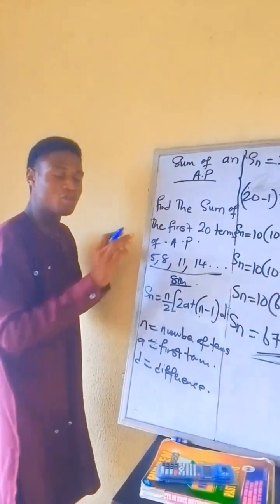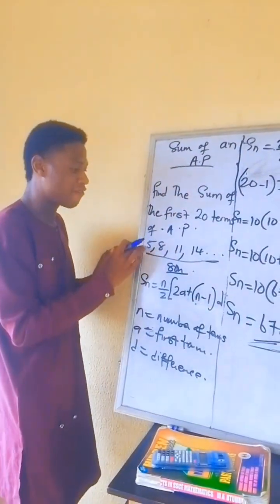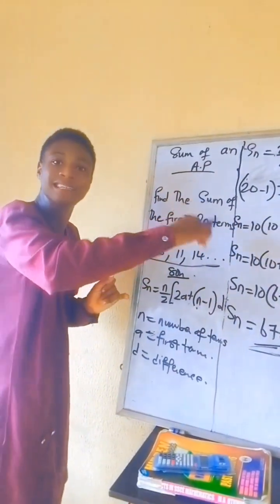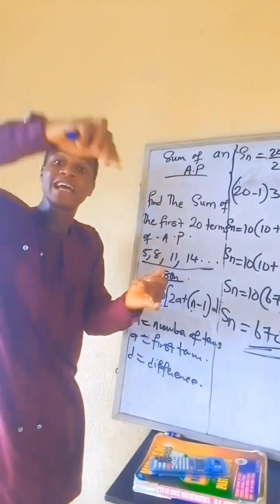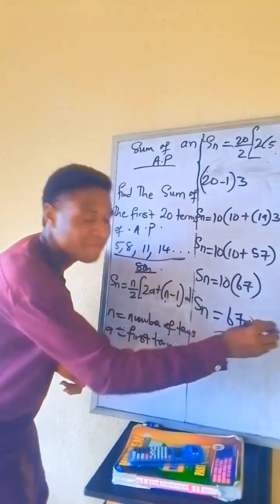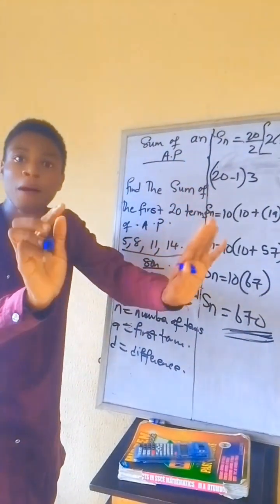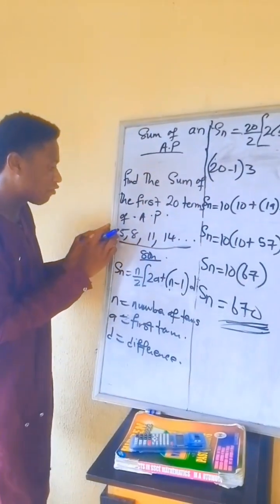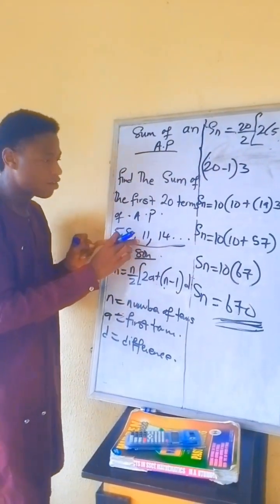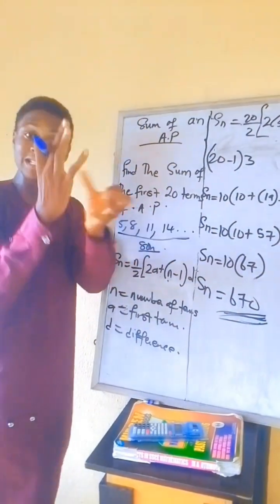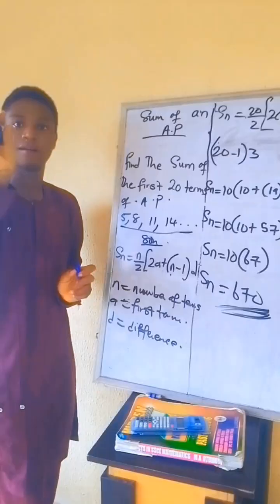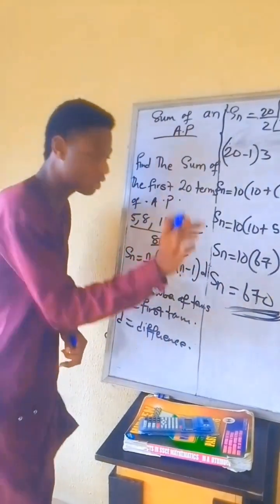That is just it. If you do it the other way, you just keep adding 3 to the numbers till you get to the 20th term. Just be adding 5 plus 3 is 8, plus 3 is 11, plus 3 is 14, till you get to 20 terms. You will see that you arrive at this 670, the normal kindergarten method. But you just have to use this short formula to get the answer.